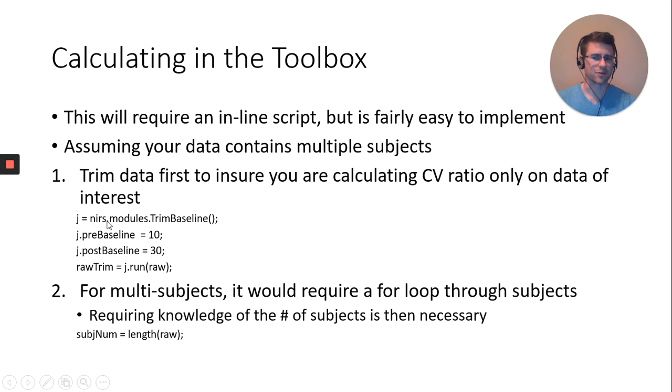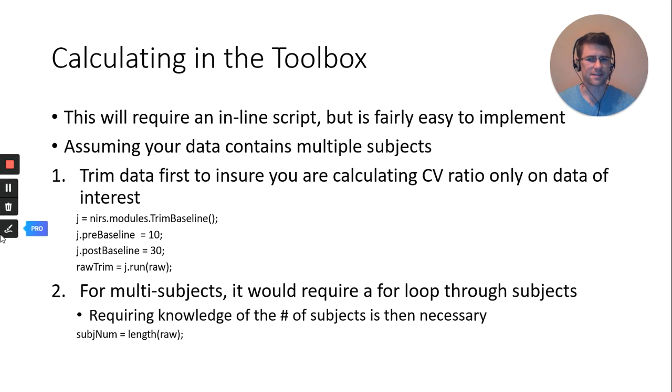Basically, it's in the NIRS folder under the modules subfolder, and it's called trim baseline. You create it as an empty job, as j is the standard, and it has two properties in it. One is pre-baseline, one is post-baseline. They're defaulted to 30. You can change it, as I showed here, to 10 and 30. You at least want 5 or 10 seconds at the start of your experiment so you can extract a baseline for any block averages or anything like that. And you want probably 30 seconds after to ensure that your signal dropped back to baseline at the end.